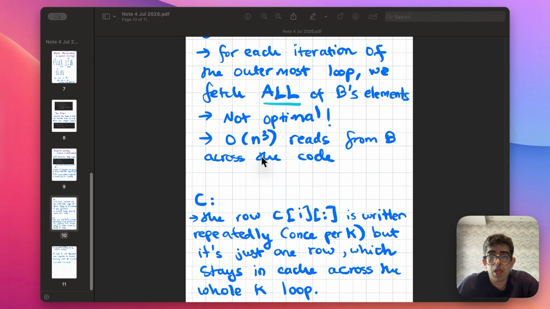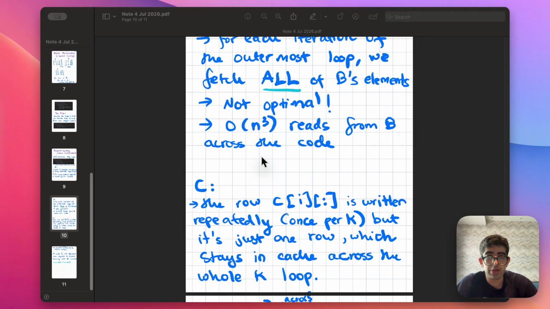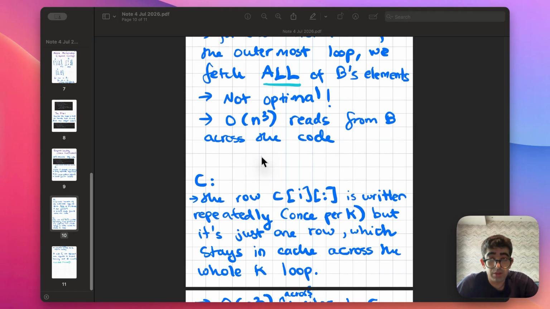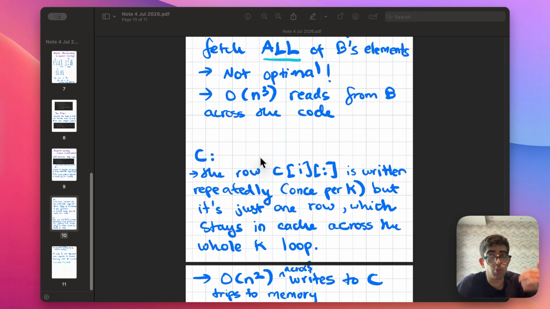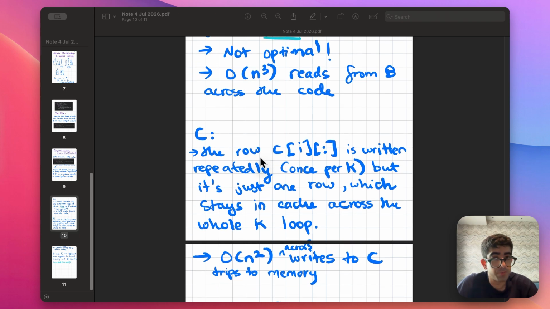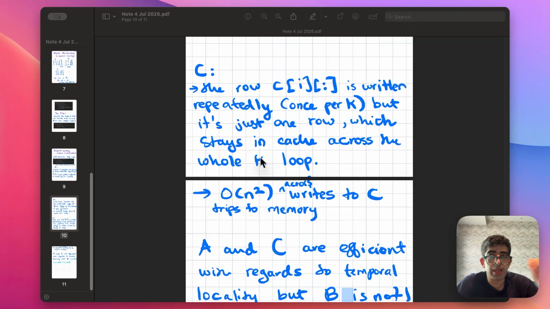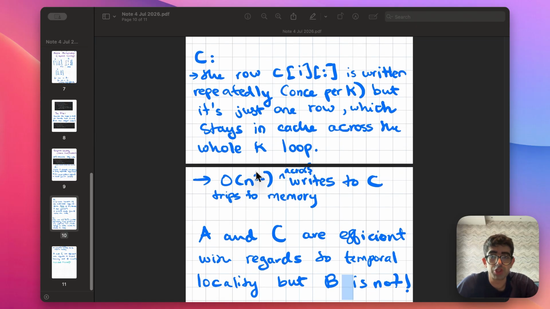And thus, for a particular row C of i, this row is written repeatedly, once per k, but it's just one row which stays resident in the cache across the whole k loop. And thus, in this code, we perform roughly O of n squared trips to memory for C, and this is done across the matrix multiplication kernel.